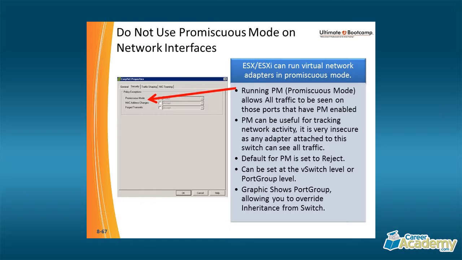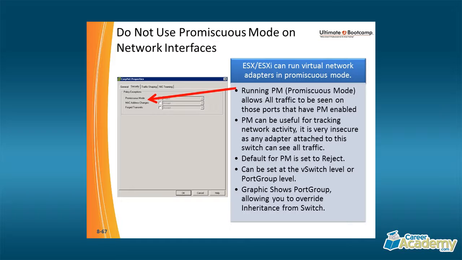Remember, running promiscuous mode allows us to sniff or capture all of the traffic from all of the virtual machines on that particular switch, if that's how we have things set up. That's not a good idea. We want to keep that separate, just like a normal switch. We don't want a hub where we can see everything. We want a standard switch so that one virtual machine cannot see the other unless, of course, they're communicating with one another.